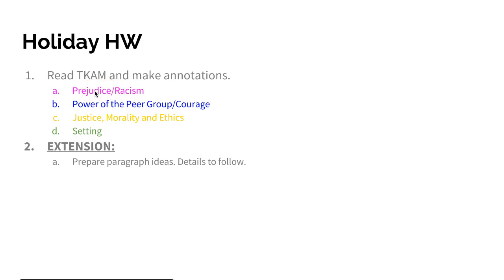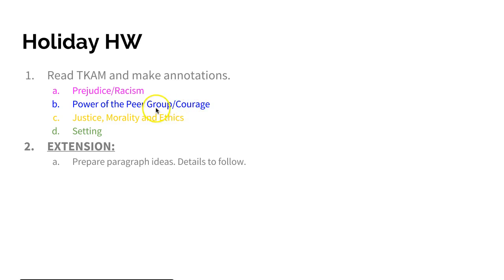So prejudice can be when you're in a different part of the social hierarchy, the social ladder, and you treat people differently because they belong in a different class to you. Racism is specifically about the color of your skin, so between the white community and the African American or the mixed race community. Then you've got power of the peer group, courage.